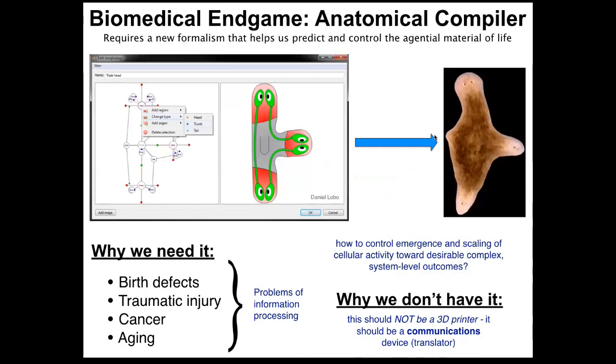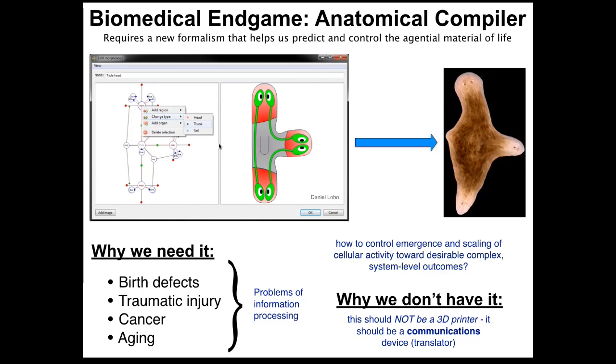So ultimately, what we would like to do is this. We would like to have something I call an anatomical compiler. The idea is that someday you should be able to sit in front of a computer and draw the plant, animal, organ, biobot, whatever it is, in any shape and configuration that you want. And the system should be able to then, if we properly understood how the material of life works, compile this into a set of stimuli that could then be given to cells to get them to build exactly this, in this case, this three-dimensional flatworm, three-headed flatworm.